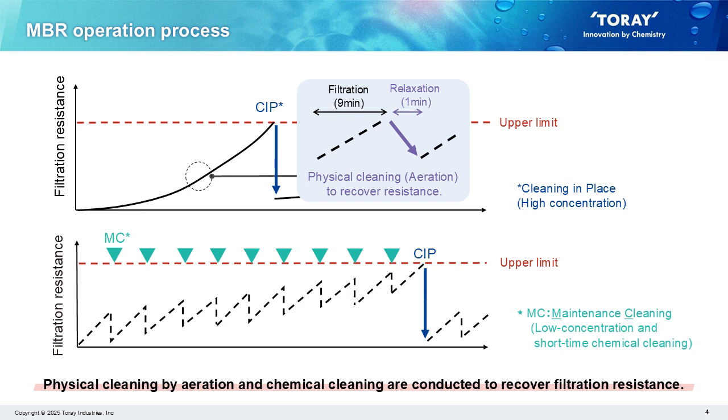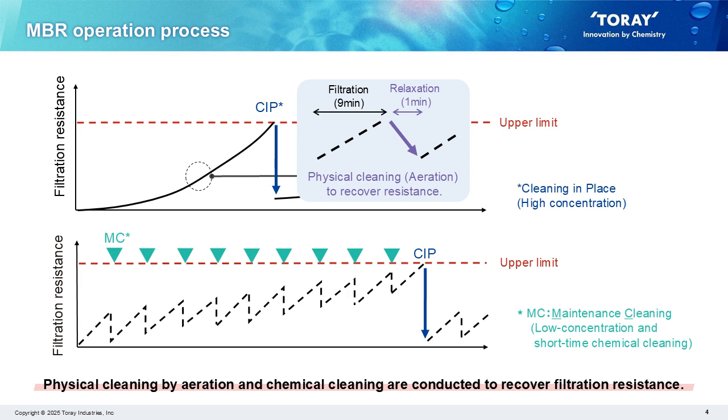This is the basic operation method of an MBR module. An MBR repeats filtration and relaxation. Physical cleaning by aeration recovers filtration resistance. However, filtration resistance gradually increases due to membrane fouling. When filtration resistance reaches the upper limit, CIP is conducted.